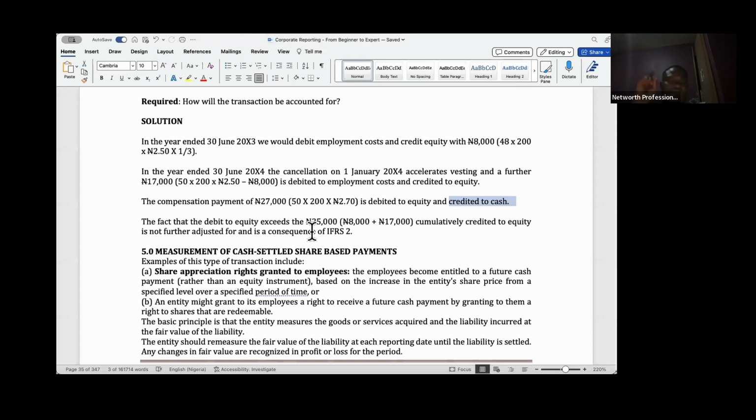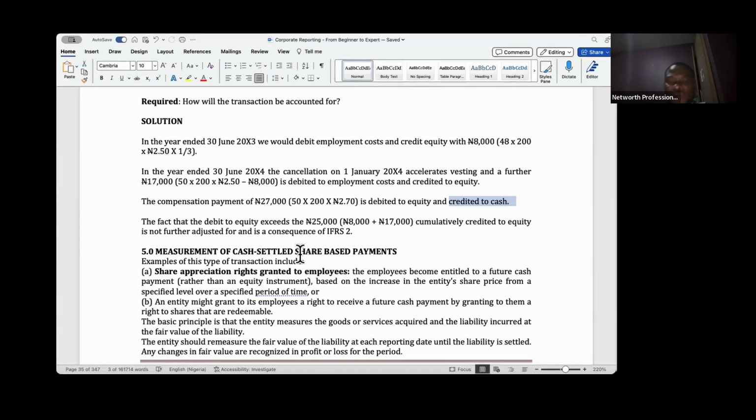And those are the only two differences here. The logic in terms of how you get the amount, in terms of estimating the number of employees that will vest, everything is the same, just like equity settled. For this cash settled, the difference is that one, the other leg is going to be a liability. And secondly, we're going to be measuring this transaction at the fair value of the share option at the reporting date.